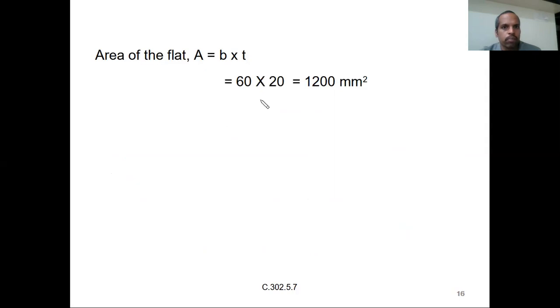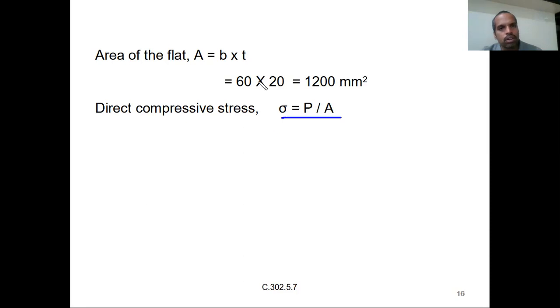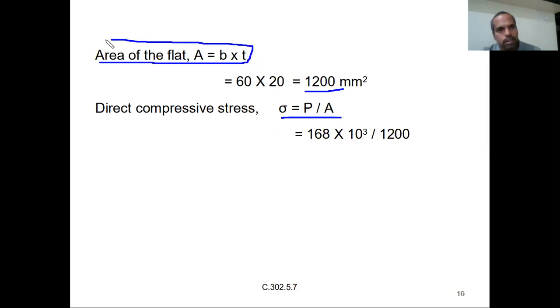Now the area of the flat is equal to B into T. Direct compressive stress is nothing but P by A, load by area. Load is given in the problem, so this is the area. One more thing: when the load is given and the member is like this, what area do we have to calculate? There are 3 dimensions: L, B and T. It's a 3-dimensional figure. What length do we have to take? L into B, or B into T, or L into T? Which area do we have to take?